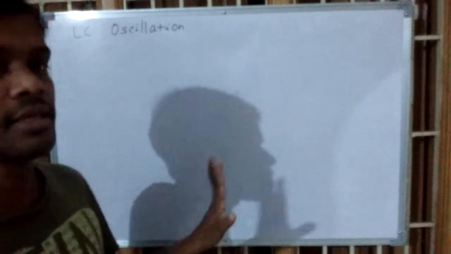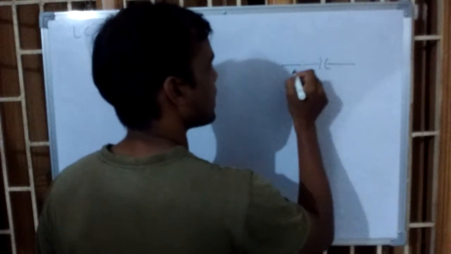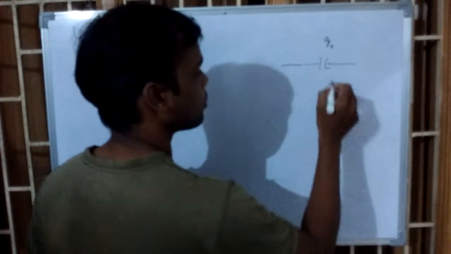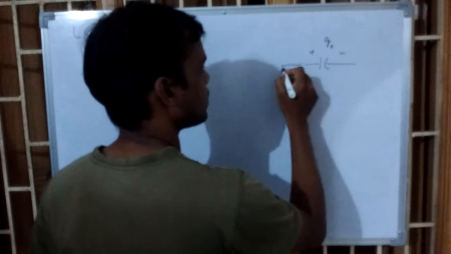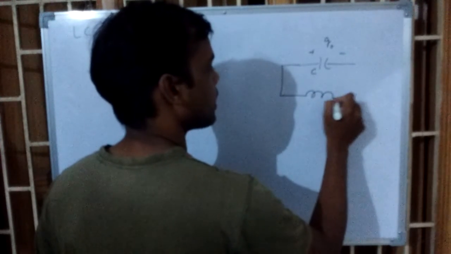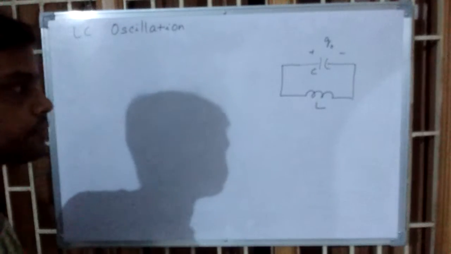Hello students, in this class we shall discuss LC oscillation. That means in a circuit where no resistance is there, initially what happens? Suppose a charged capacitor, which is already having some charge, let it be ±Q0, is connected across an inductor of value L.